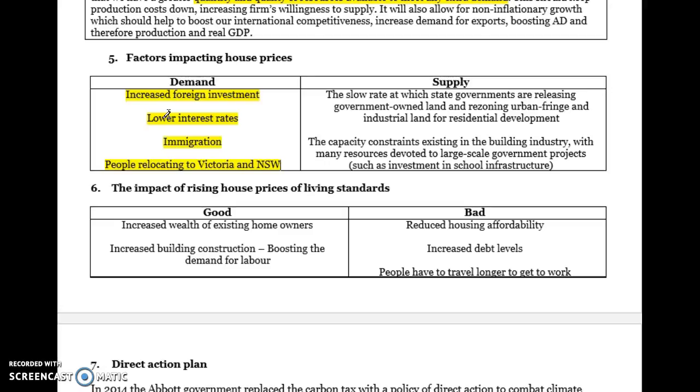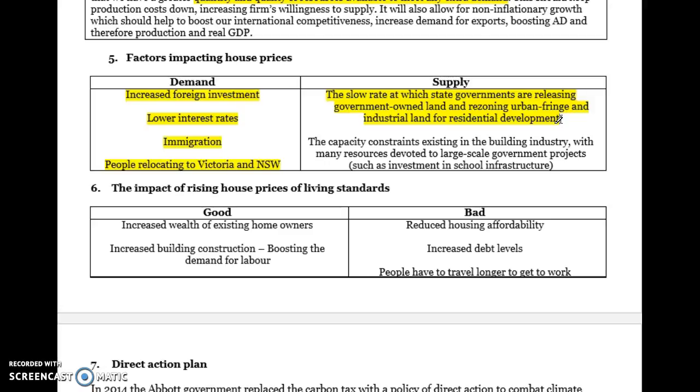In terms of supply, it's a little bit harder, but some of the things you could talk about, and I've just got this straight off the website, are the slow rate at which the state governments are releasing government-owned land and rezoning urban fringe and industrial land for residential development. I'll just summarise that: the government is releasing less land available to produce houses and therefore making it harder to supply.